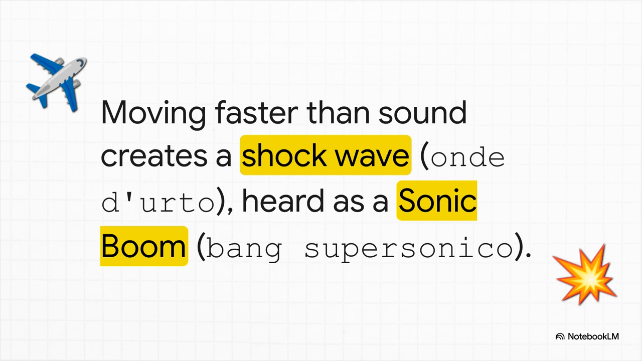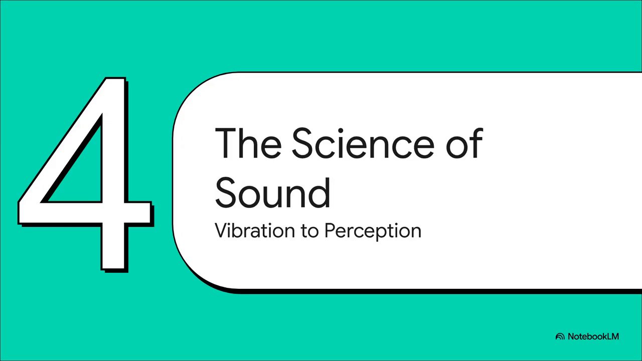Well, then you get a shock wave. The jet is literally outrunning its own sound, and all those waves it's creating get piled up into this one massive wall of high-pressure air. And when that wall, that shock wave, passes by you on the ground, you hear it as a single explosive sound, a sonic boom.